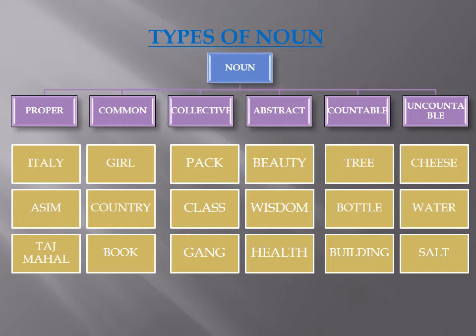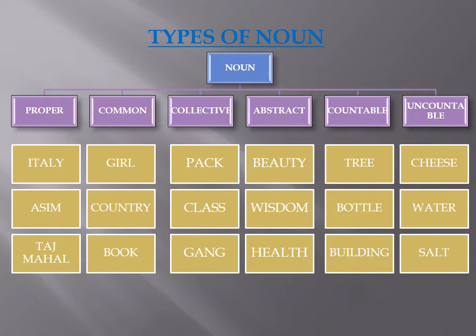Italy, Asim, Taj Mahal. Common nouns are the names of general places, animals, things or persons. Example: girl, country, book. Collective noun, as the title only suggests, nouns which are present in collection and they're given a particular name. For example, pack, class, gang.